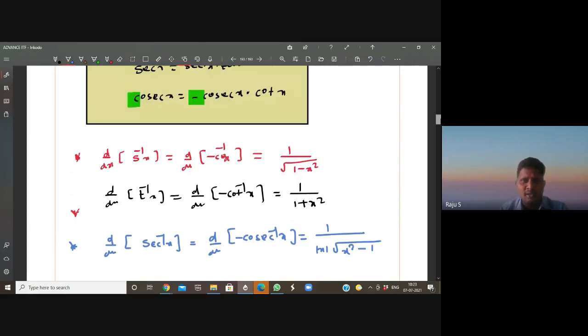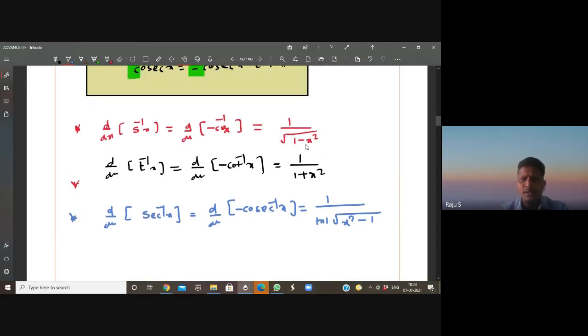So can we prove this? Yes, we can easily prove these formulas: sin inverse x derivative, cos inverse x derivative. By substitution method, take y is equal to sin inverse x, then x is equal to sin y. After that, differentiate with respect to x. Left side is 1, right side is cos y into dy by dx. That we can convert. Finally, we'll get 1 by root over 1 minus x square.